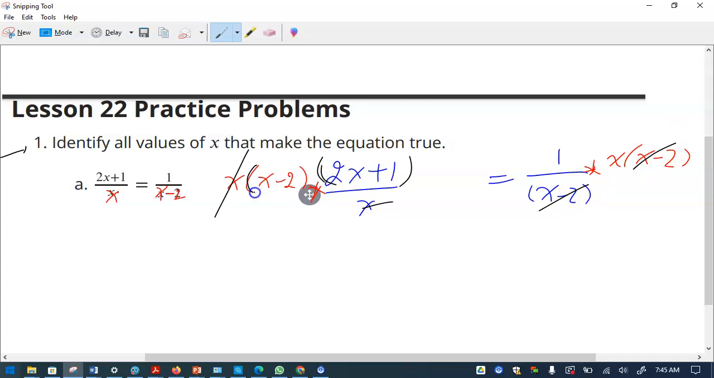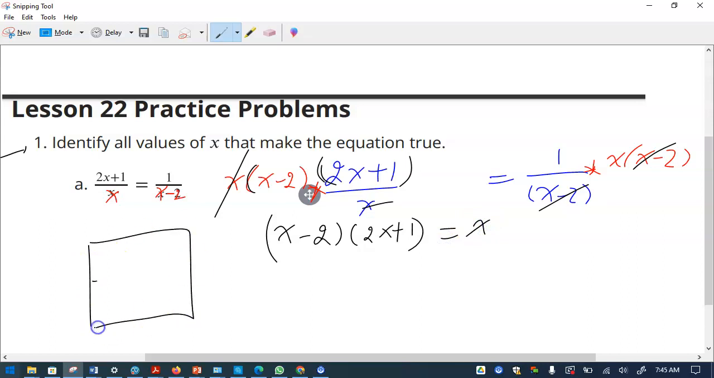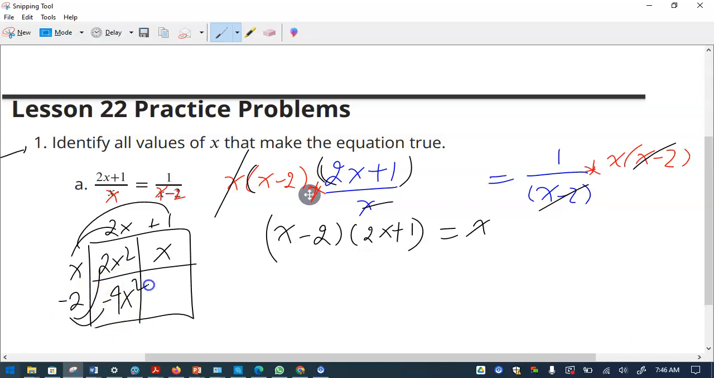And now you use the distributive property. So this is (x minus 2) times (2x plus 1), and the right side is just the x. Now you can use either the box method or the FOIL method. This is x minus 2 and the other one is 2x plus 1. This will be 2x squared, this will be x, this will be negative 4x, and this will be minus 2x.